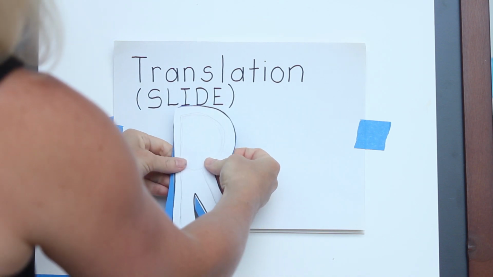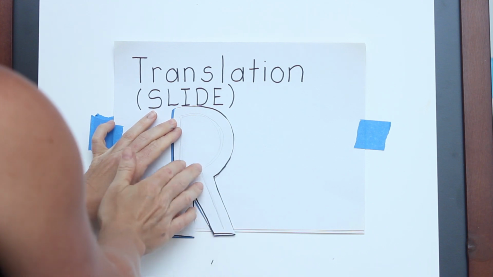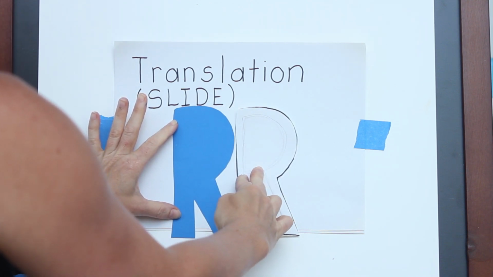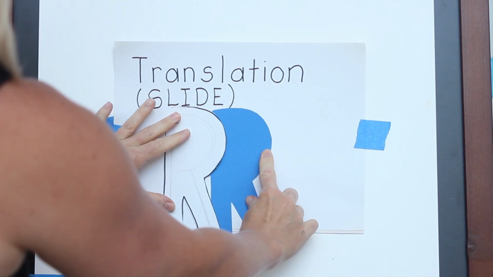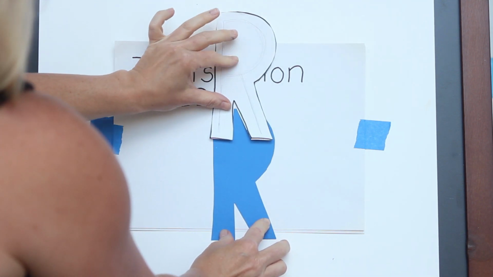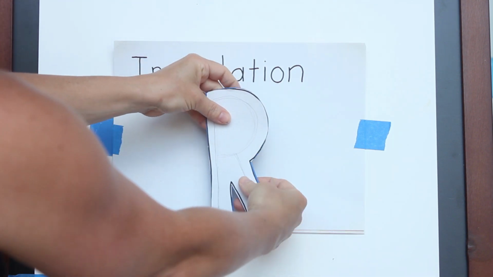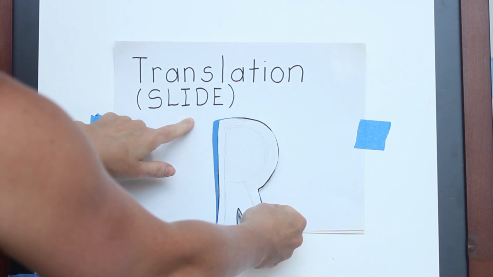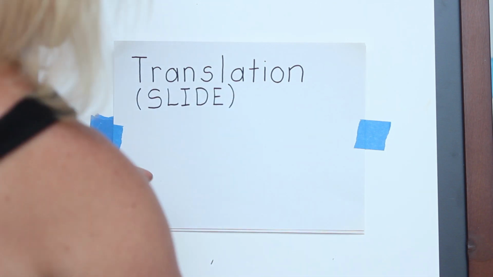This is called translation. When you take two shapes and you can slide it, you could slide it to the right, you could slide it to the left, you could slide it up, or you could slide it down. So when we make our logo, you can use translation or slide your letters up and down or right to left in your design.